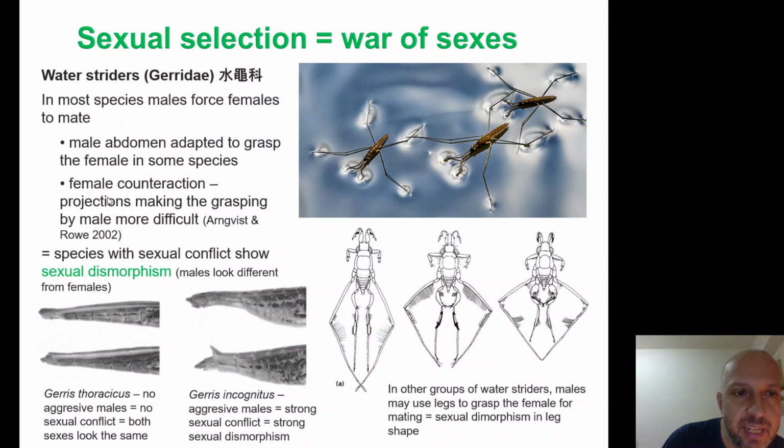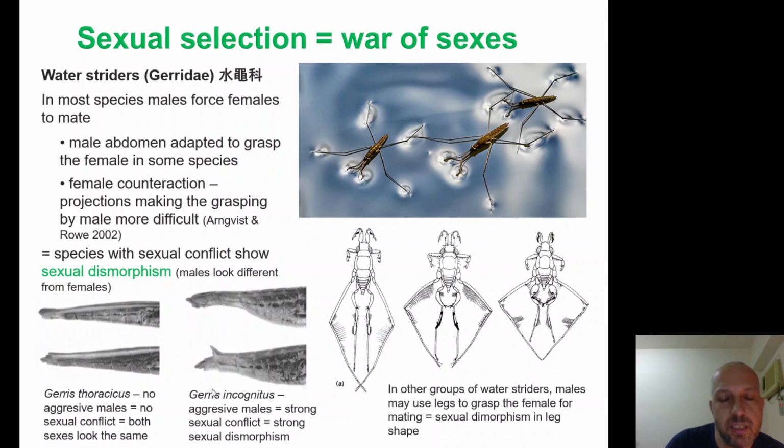But naturally, again, the females try to fight back. You can even recognize which species has aggressive males and which not by how they look. In the species where the males are not aggressive, so they don't have any sexual conflict or not that strong, the male and female abdomen, this part of the water strider, look very similar, nearly the same. So in this species there are no aggressive males, that means no sexual conflict, and both sexes actually look the same.